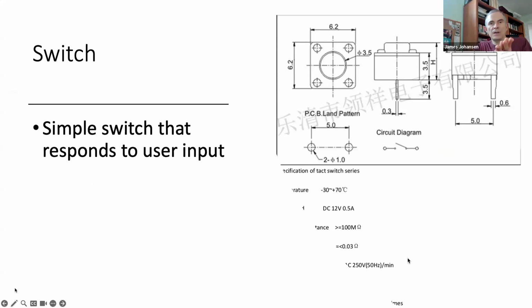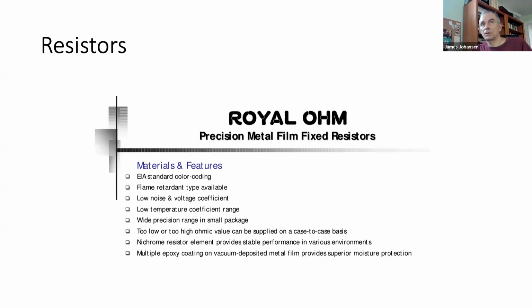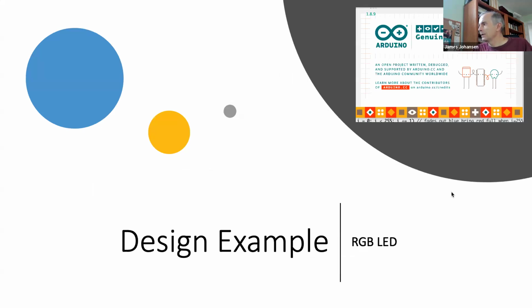When you push it down, it makes a connection. When you let it up, that connection is no longer there. This one tells you if it's beyond a certain angle, it's going to say, okay, it's tilting, and so it's going to give a different response. That's something you're going to be able to see. Plus, there are lots and lots of resistors, and I'm not going to go over that.